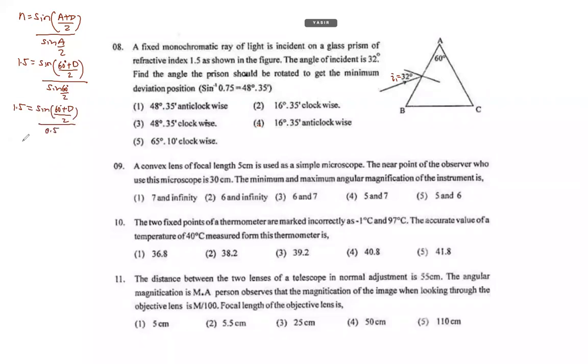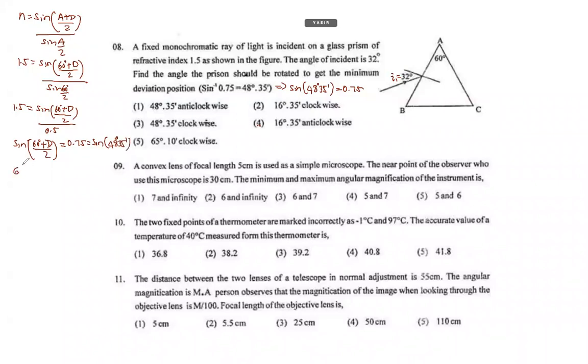So if I multiply it up, I'm getting sine (60 plus D) over 2 is equal to 0.75. 0.75 can be written this way here. Sine inverse 0.75 is 48 degrees 35 minutes. This means sine of 48 degrees 35 minutes is equal to 0.75. That is the meaning of this. So instead of this, I can write sine 48 degrees 35 minutes.